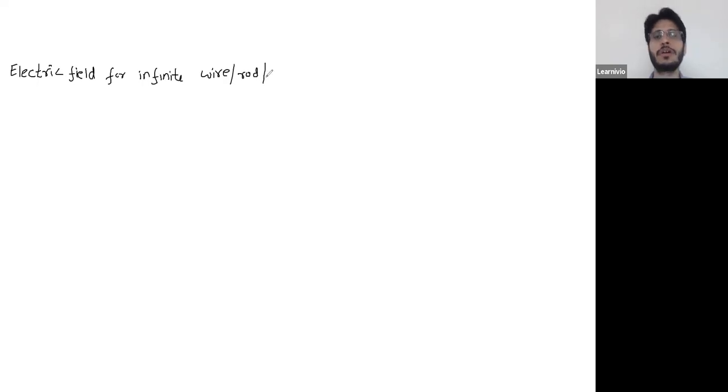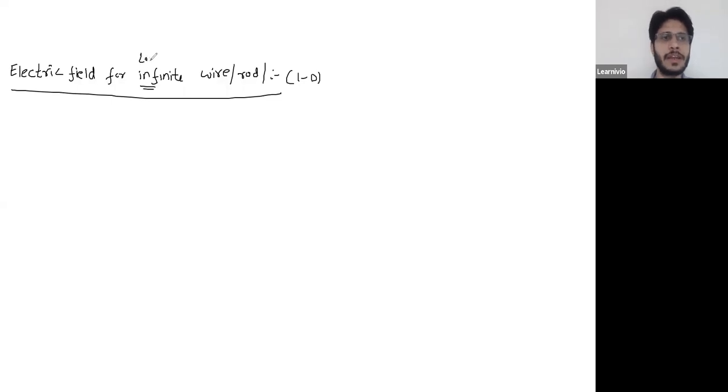So, okay, after the infinite plane sheet, the next thing is electric field for an infinite wire, or infinite rod. Basically, for a long one dimensional object. Instead of infinite, you can use a long wire or a long rod. If it is one dimensional, then you can use the result that we will derive.